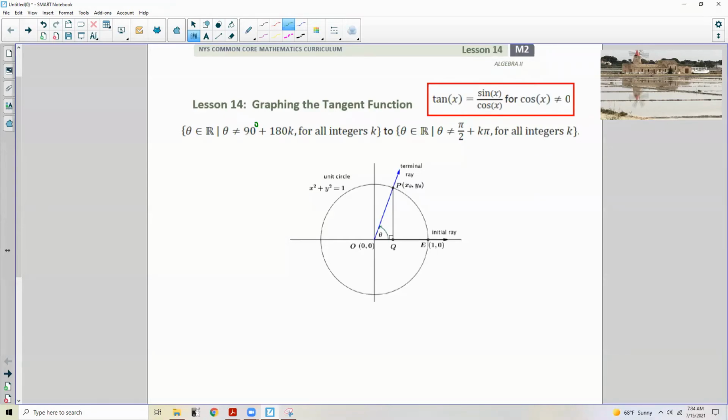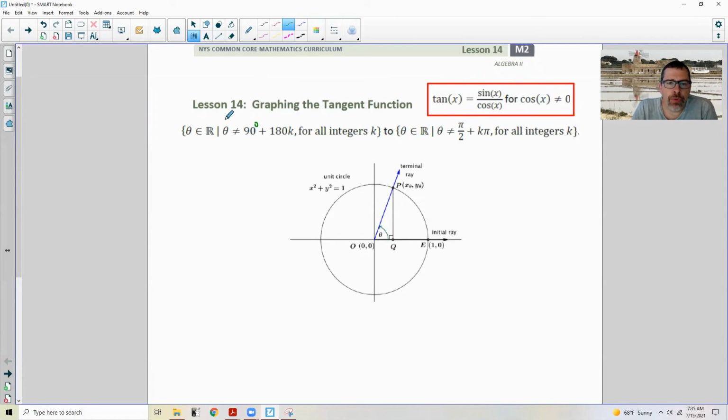All right, lesson 14, graphing the tangent function. So I have the equation. What is tangent? Well, tangent of x equals the sine of x divided by the cosine of x for cosine of x not equal to 0. We can't divide by 0. So we're switching though. We have the set, okay? This defines the function. We're going from degrees to radians.